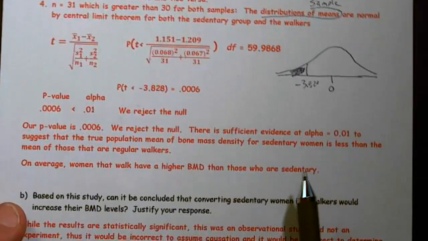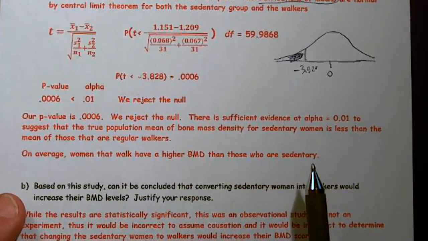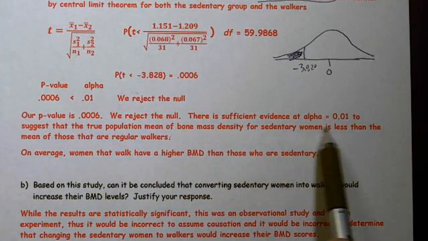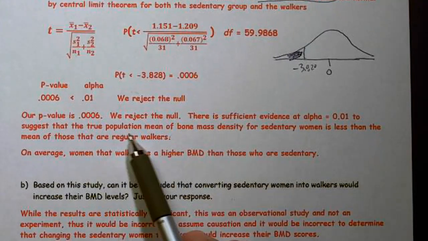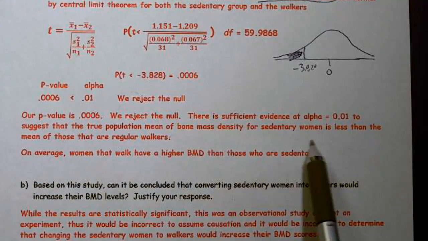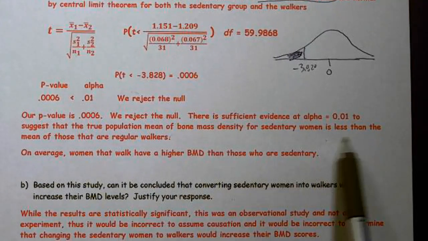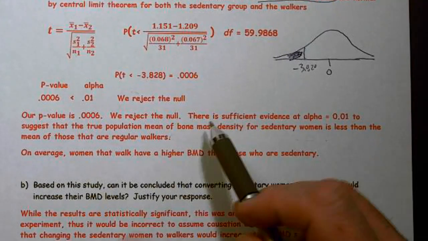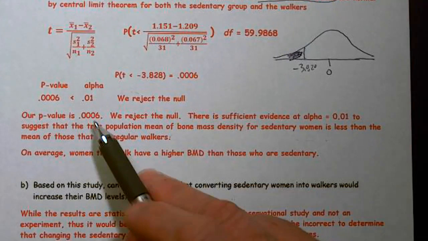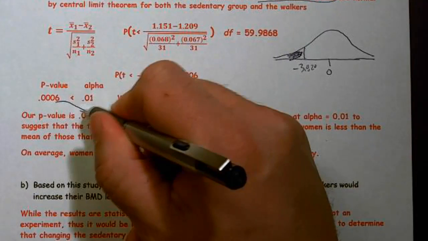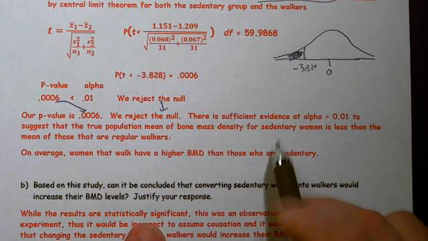So our p-value is 0.006, and we reject the null. There is sufficient evidence at alpha equal 0.01 to suggest that the true population mean of bone mass density for sedentary women is less than the mean of those that are regular walkers. And once again, that's just our basic standard. You always have to go back to that. Here's where this came from.